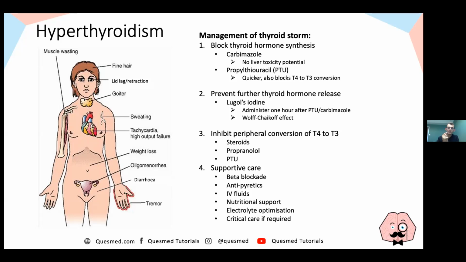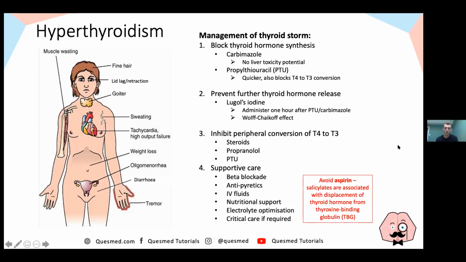And then, as I said before, supportive care is really important. So that's things like IV fluids, antipyretics like paracetamol, beta blockers like propranolol, and then making sure patients have good nutritional support and making sure electrolytes are optimized. And it's important to get critical care involved early in all of these patients. And on the left there, I've just left a picture of some of the signs and symptoms that you see in hyperthyroidism.